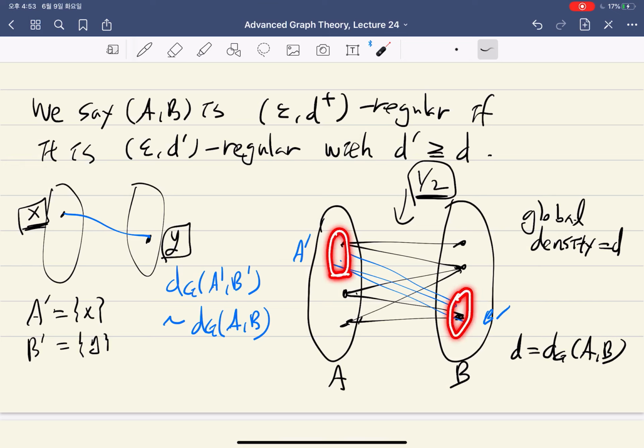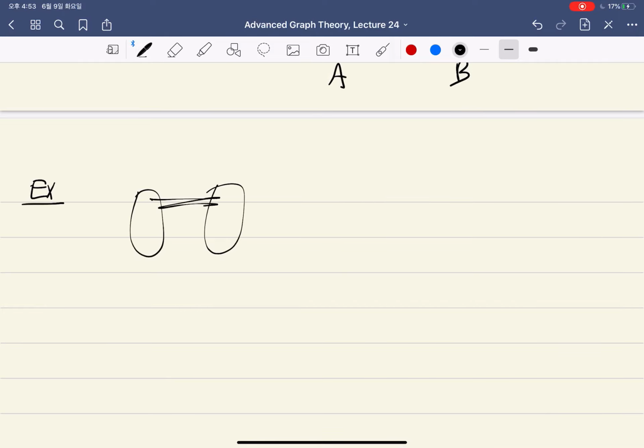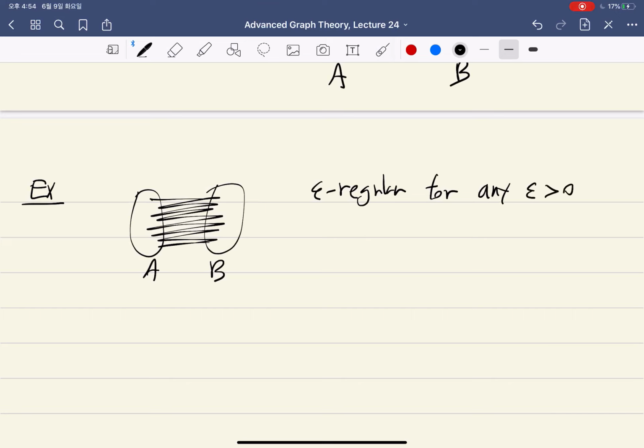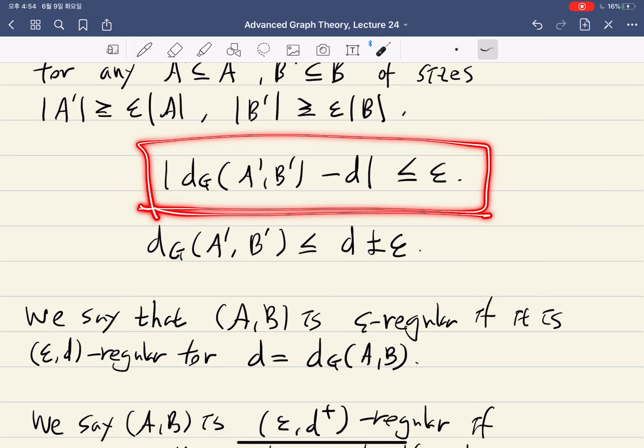So if these are not too small sets, then we should be able to compute the density between them, and it must be as expected. For example, if you take a complete bipartite graph between them, then this is epsilon regular for any epsilon, because the density between A and B is 1, and whatever A prime and B prime we take, the density between them is again 1. So for any positive epsilon, this is satisfied with t being 1.